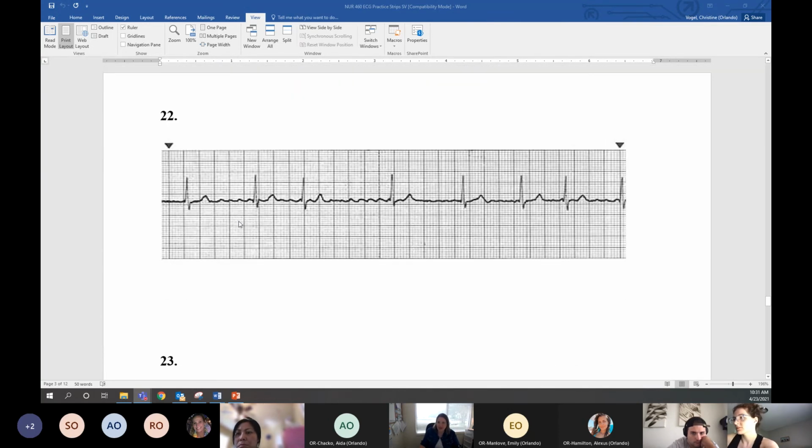Great question. All right, number 22, this is irregular. What's the rate? 80. That's what I got too. And then is there a P for every QRS? No. I can't tell what that squiggle is. So we can't define that. And the QRS is present and narrow. So do we have an issue with the ventricles? QRS looks good. The problem's going to be with the atria. So what do we have here?